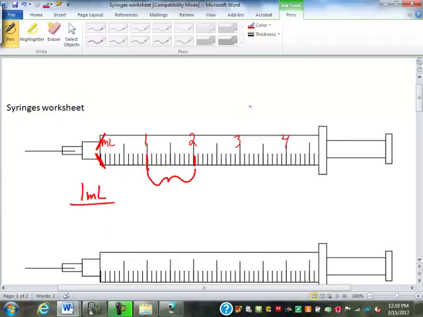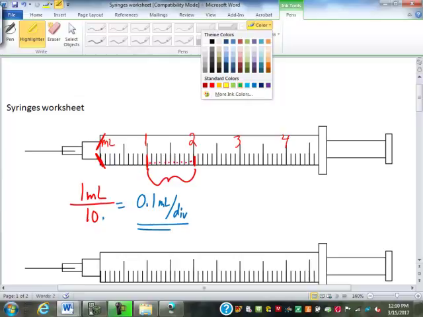Then I count how many divisions there are. There's 1, 2, 3, 4, 5, 6, 7, 8, 9, 10. So 1 milliliter divided by 10 divisions means 1 divided by 10 is 0.1 milliliters per division. So each mark on that syringe is 1/10 of a milliliter.